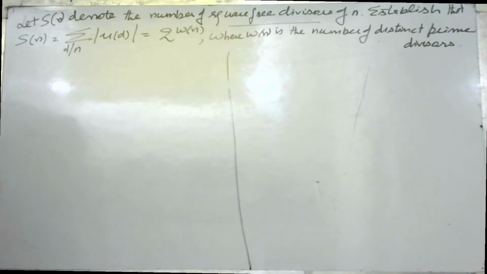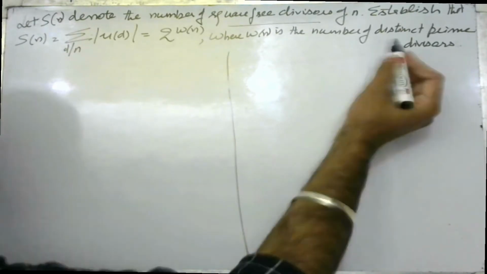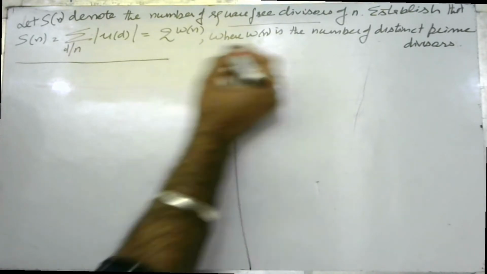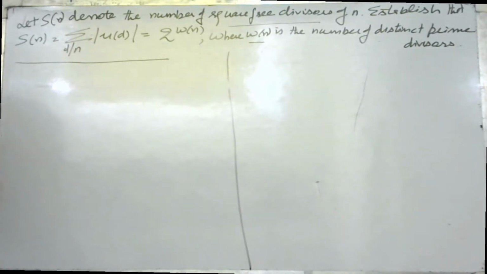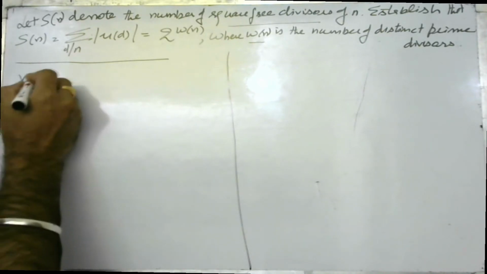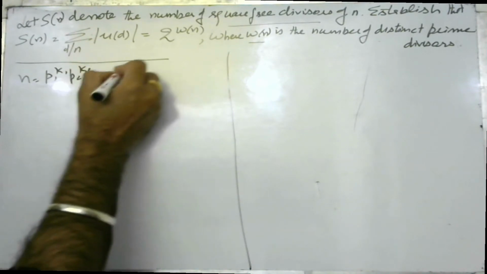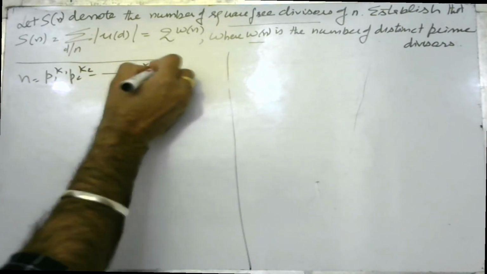Which are not divisible by the square of any number. And next, establish that this is equal to this, where ω(n) is the number of distinct prime divisors, as we already discussed in the previous numerical. Okay, let us start with the prime factorization of n, that is p1^k1, p2^k2, ..., pr^kr.